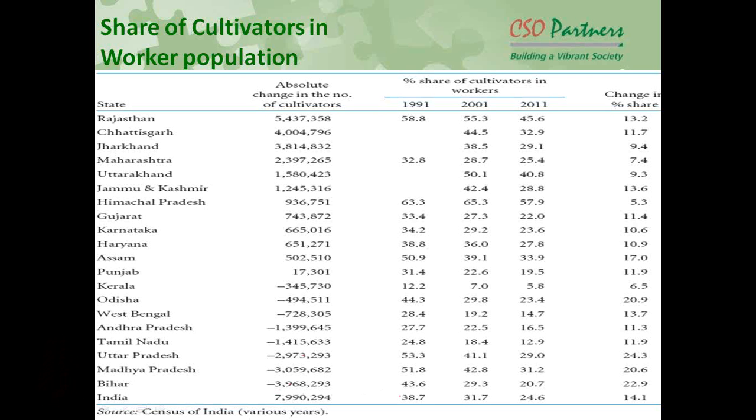Now we see that the share of cultivators in workers has actually reduced through the years: 38.7, 31.7, 24.6. So though agriculture is the biggest participating area for the workforce, the number of cultivators has reduced, since 1991 to 2011, from 30.8% to 24.6%. So that is another trend we need to understand.